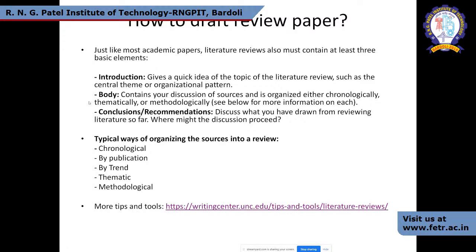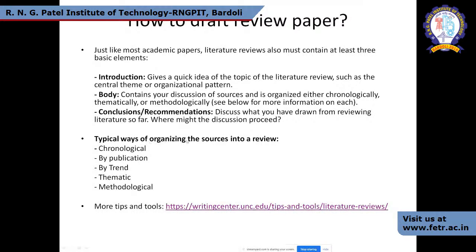It is just like most academic papers. Literature reviews also contain three basic elements: introduction, body, and conclusion or recommendations. These are the minimum things required; we can add more headings into the review paper as well. The introduction gives a quick idea of the topic of the literature review, such as the central theme or organizational pattern. The body contains your discussion of sources and is organized either chronologically, thematically, or methodologically, as we discussed about the type of review. The conclusion or recommendation discusses what you have drawn from reviewing the literature so far, and where the discussion might proceed.